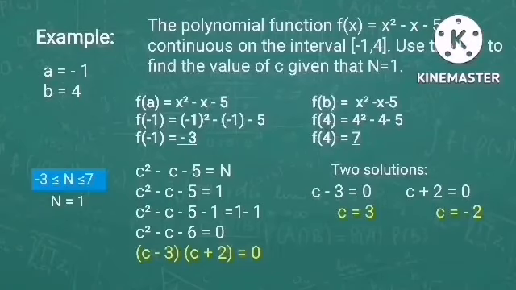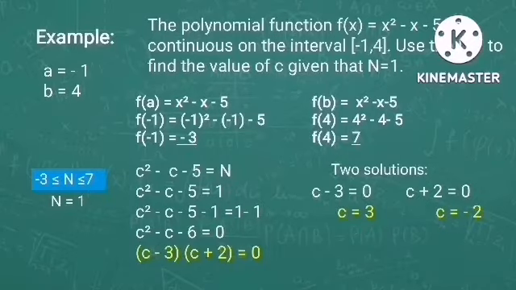For example, the polynomial function f(x) equals x squared minus x minus 5 is continuous on the interval [-1, 4]. Use the IVT to find the value of c given that n is equal to 1. Since a is equal to -1 and b is equal to 4, by substitution we get f(a) equals -3 and f(b) equals 7.